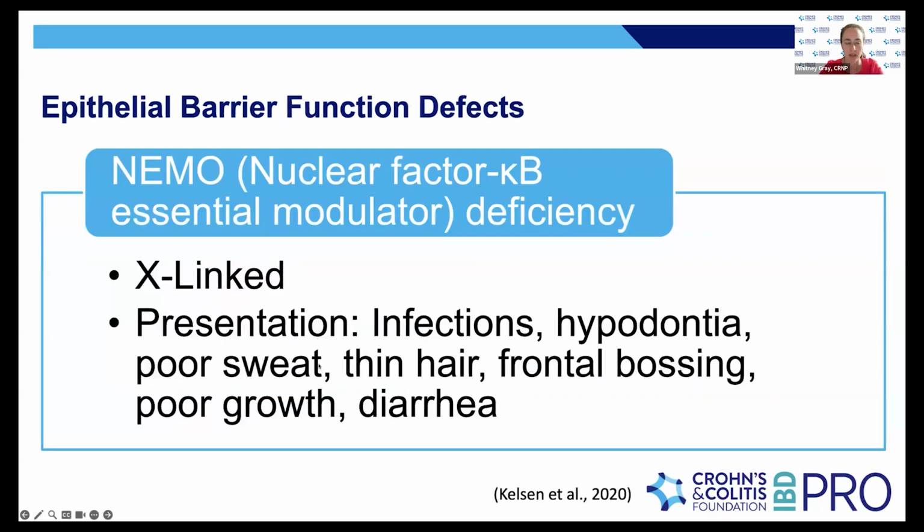The next one we'll talk about is NEMO. This is an epithelial barrier function defect. It is X-linked. And then the presentation with that one is infections, hypotonia, poor sweating, thin hair, frontal bossing, poor growth, and diarrhea.